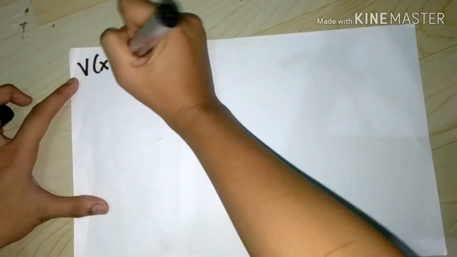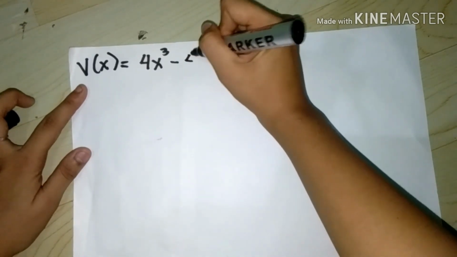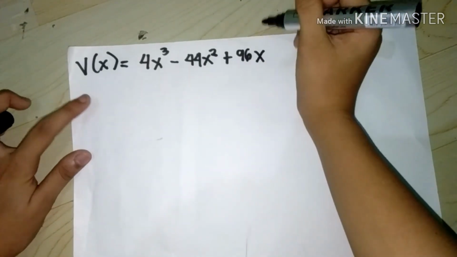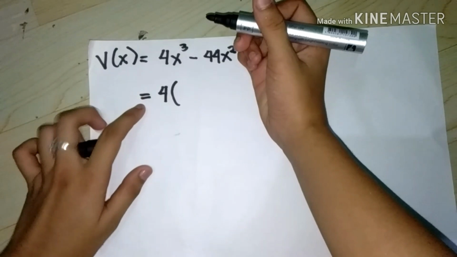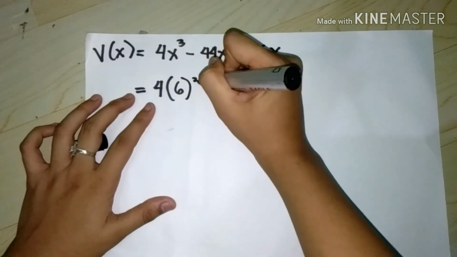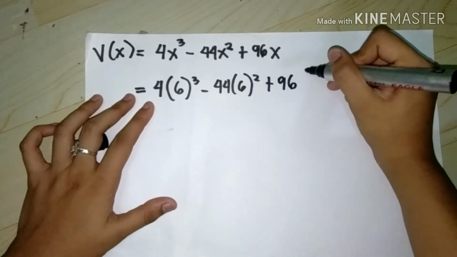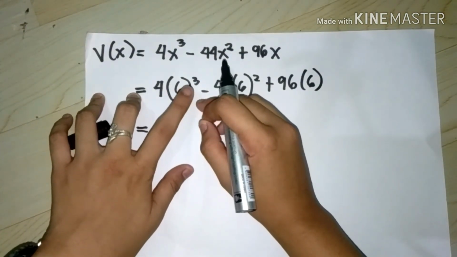After we get our critical values, we also need to find the maximum volume of our rectangular box. In order to do that, we need to use our function. Our function is V of x equals 4x cubed minus 44x squared plus 96x. So let's simplify it. Since our x is 6, we have 6 cubed, minus 44 times 6 squared, plus 96 times 6.